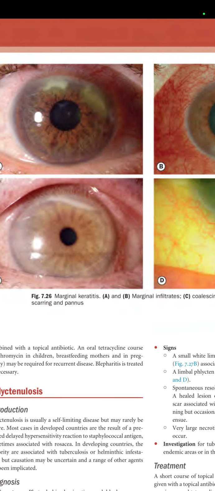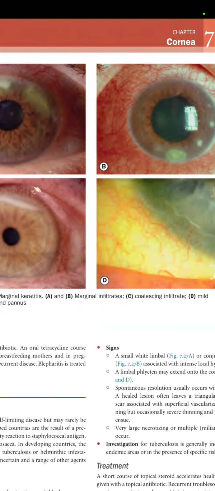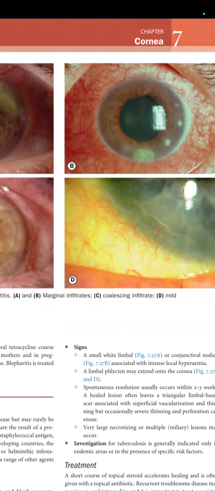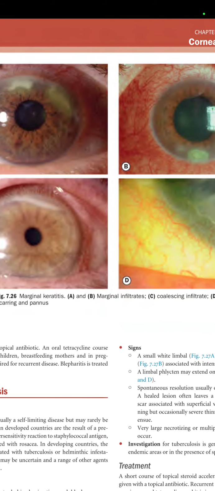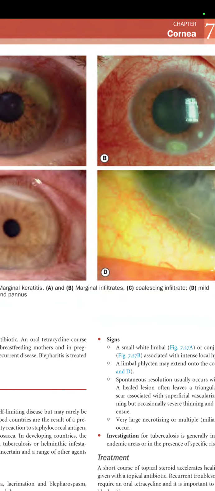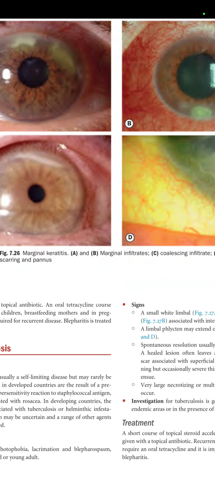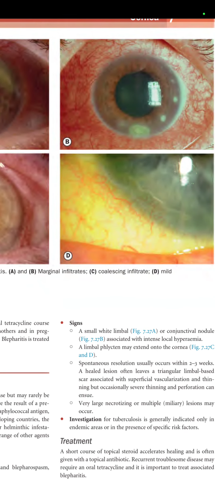So we can see figure 7.26, marginal keratitis. A and B are showing the marginal infiltrate, C is showing coalescing infiltrate, and D is showing the mild scarring and pannus formation. So this is a pannus formation.